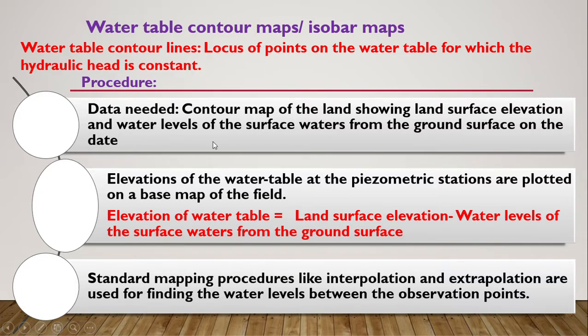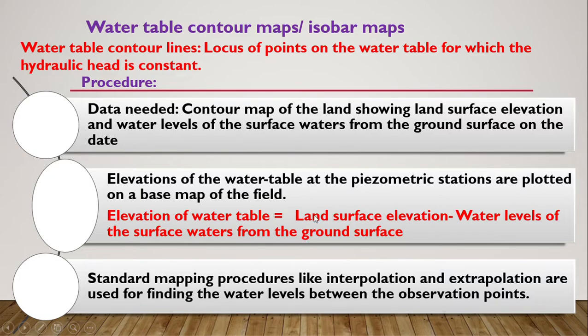So for constructing this water table contour map, we need two things. One is the contour map of the land showing land surface elevation. That is the contour map of the area. It is available in different departments, groundwater departments and so on. And the other is the water levels from the ground surface on the date. These water levels can be measured either by using piezometers or by using observation wells. So this is the reading from our observation well or piezometer. These two things we have to know.